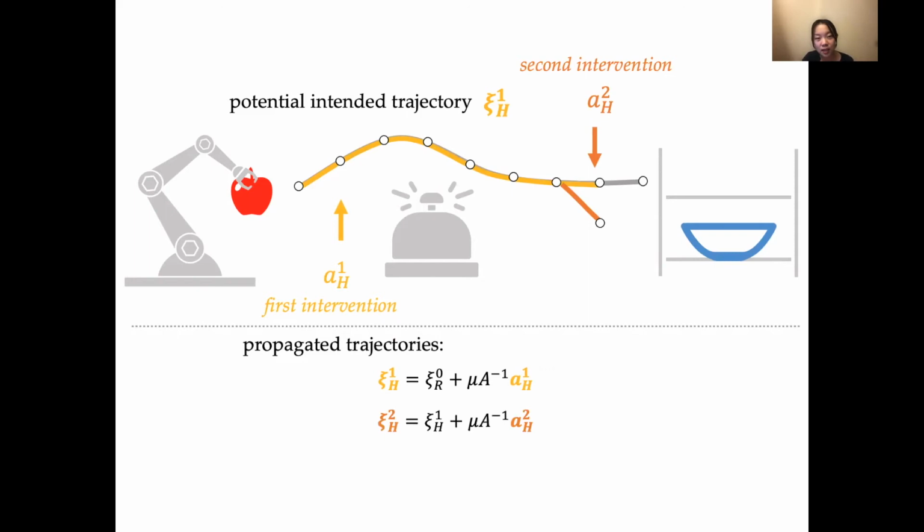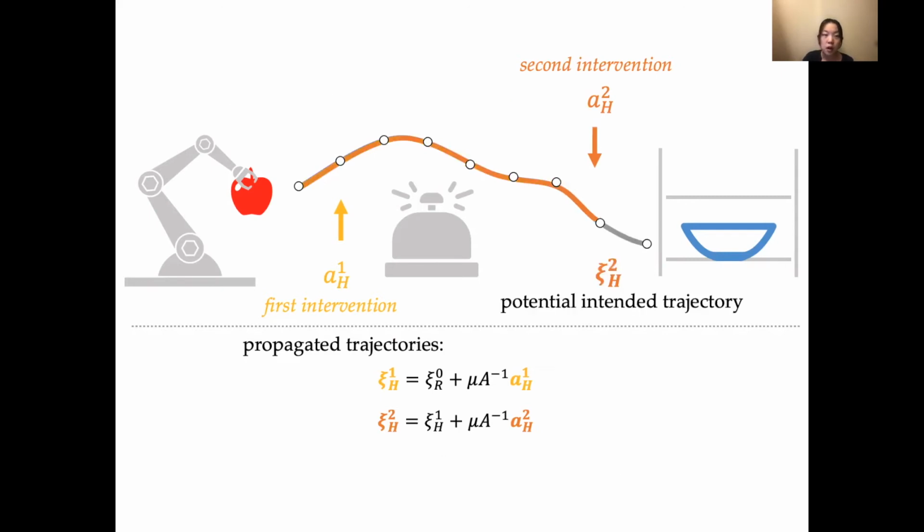We propagate this second intervention the same way as we did for the first one, and then get a trajectory SH2. And if there are further more corrections, we repeat the same propagation for all of them. We then proceed with the newly propagated trajectory SH2 until the task is finished.